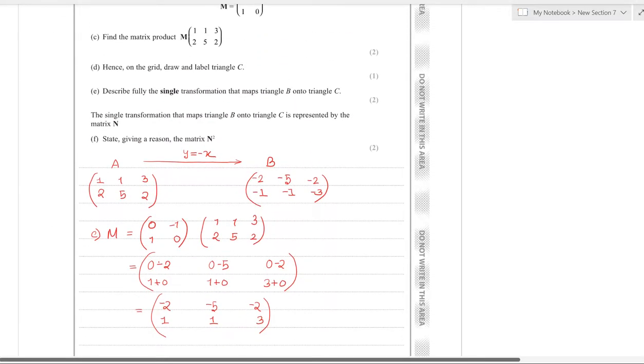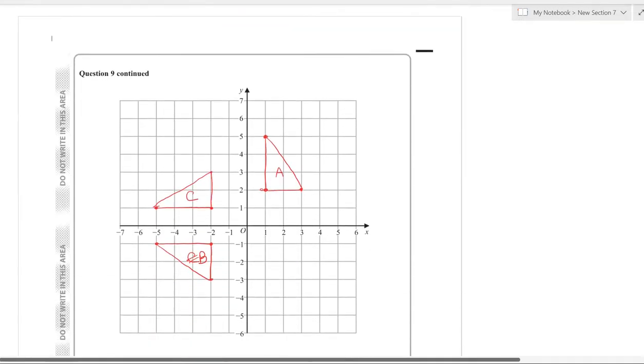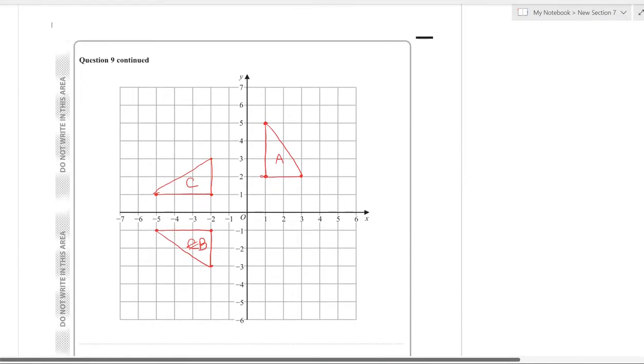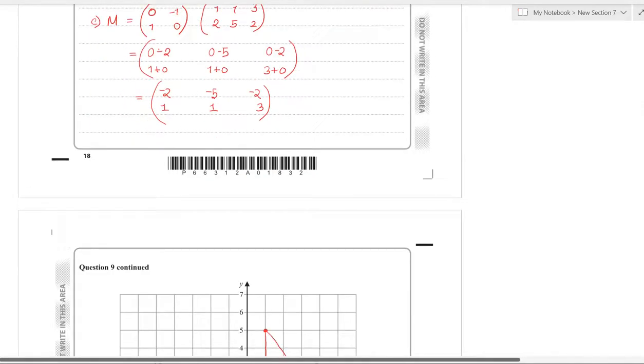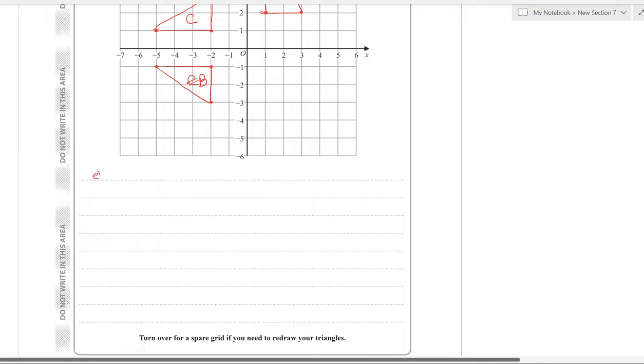And moving to part D, part D is done. Moving to part E. Describe fully the single transformation that maps triangle B onto triangle C. So we can see that the transformation that maps triangle B onto C is reflection in the x-axis, right? We can see that under the reflection of x-axis, triangle C becomes the image of triangle B. So we can write part E here as reflection in x-axis.